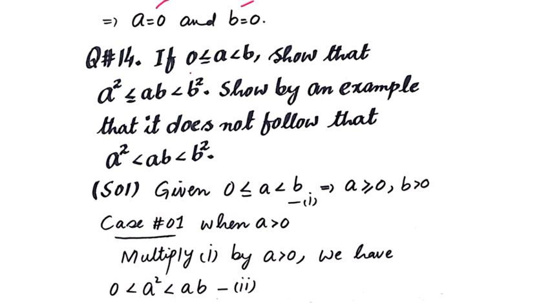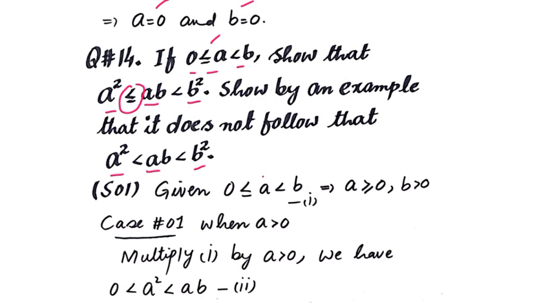Question number 14. If 0 less than or equal to A less than B, that is A is non-negative and less than B, show that A square is less than or equal to AB is less than B square. Show by an example that it does not follow that A square less than AB less than B square. Meaning to say the strict inequality does not hold. The sign of inequality must be involved in this inequality.